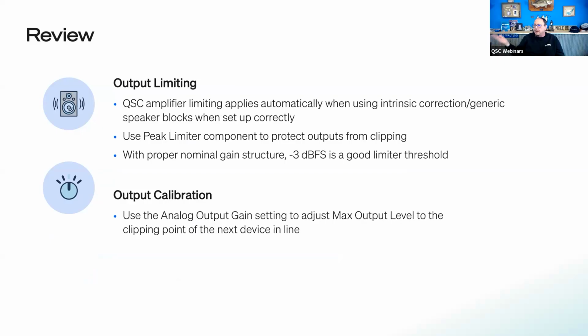Output limiting: QSC amplifiers limit automatically when intrinsic correction and generic speaker blocks are set up correctly. Use the peak limiter component to protect outputs from clipping. With the proper normal gain structure, -3 dB full scale is a good limiter threshold. Output calibration: use the analog output gain setting to adjust the max output level.